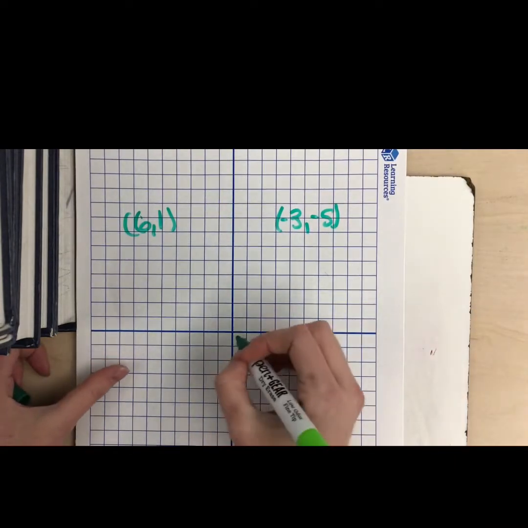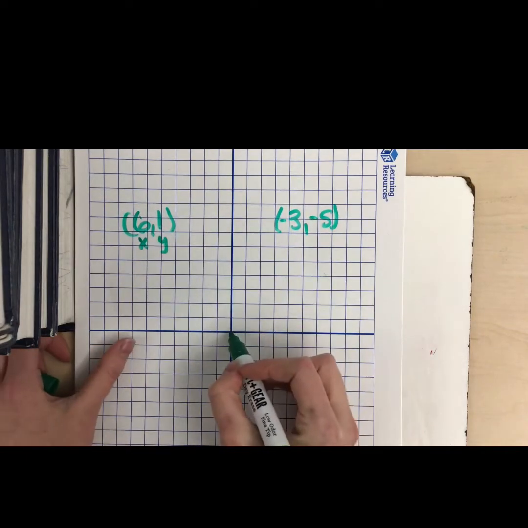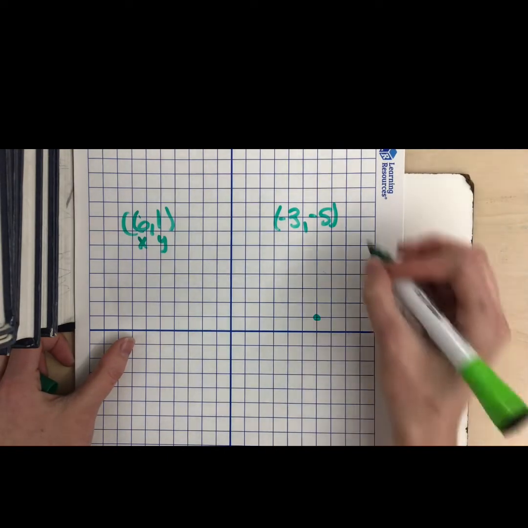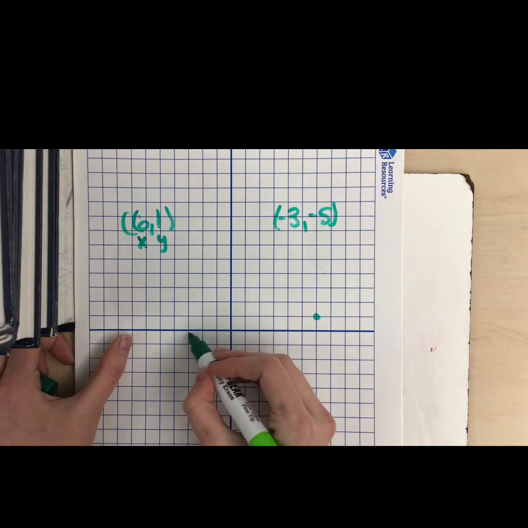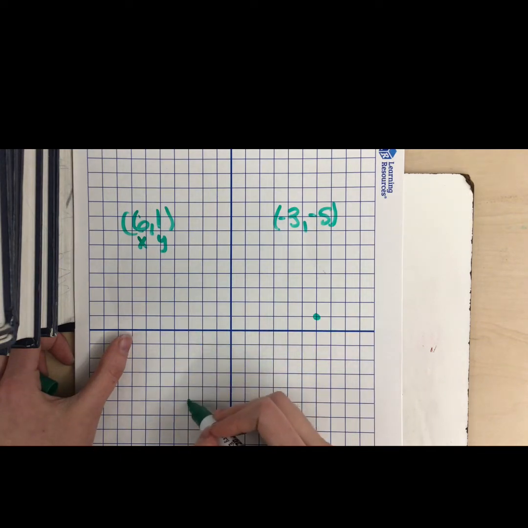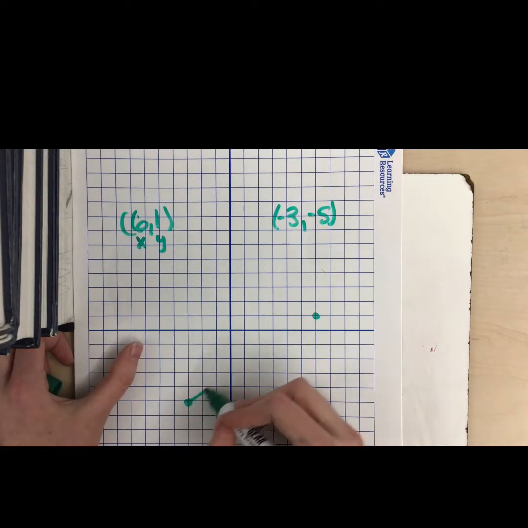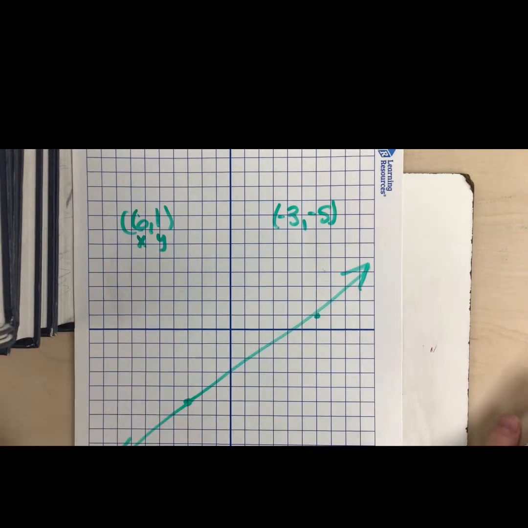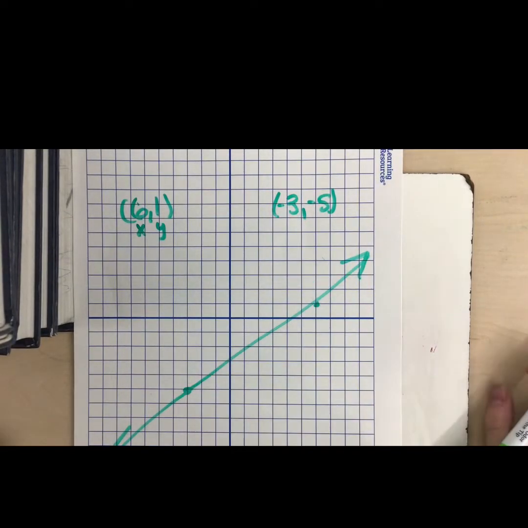So for my first problem here, we're going to go 6 for x, 1 for y. So we go over 6 and up 1. So that's our first point. And our second point says we go -3, -5. So those are our 2 points. We want to connect them with our line. And when you do this during your Delta Math assignment, it will automatically put the line in after you've placed both points.